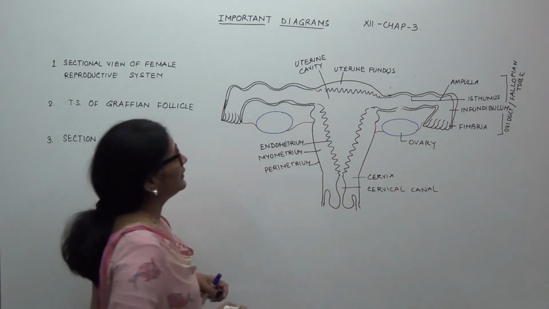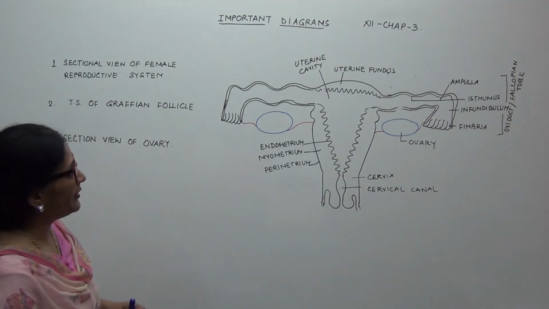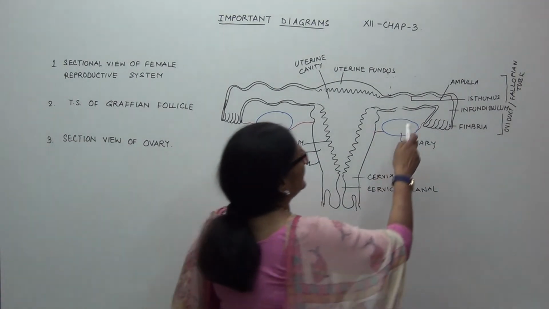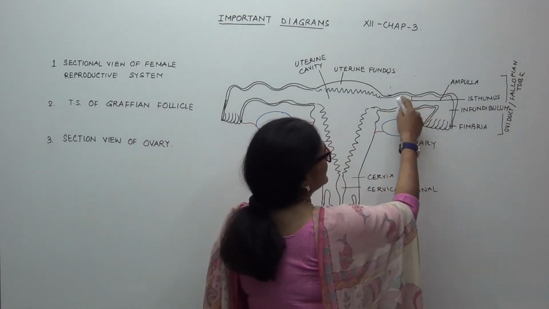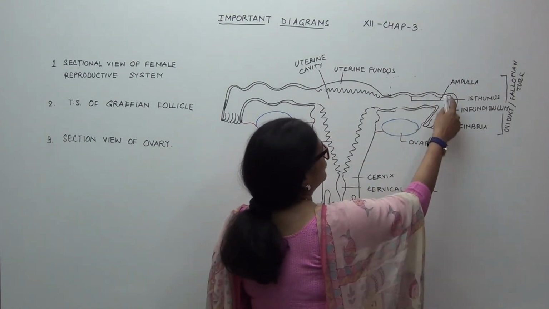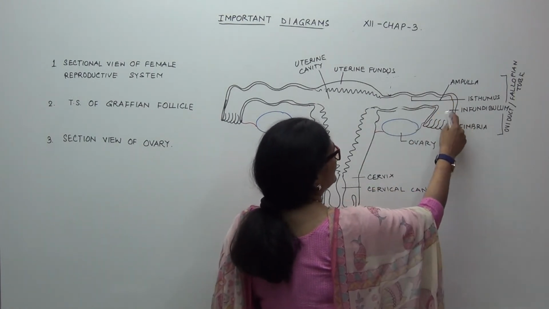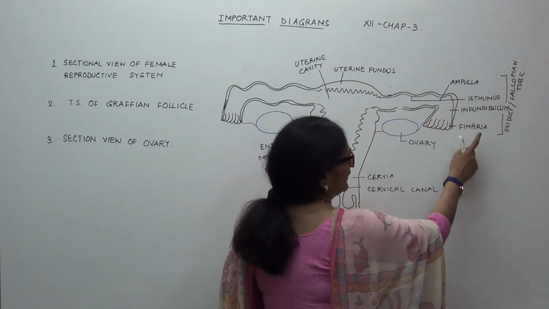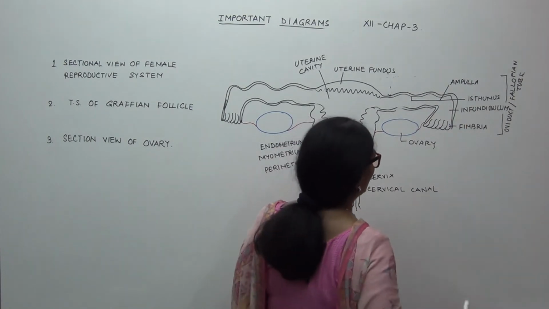So here is the sectional view of female reproductive system. Once again, you know that isthmus is the part which connects this fallopian tube with the uterus. Ampulla is the part where fertilization takes place. Infundibulum is the broadest part. The hair-like process at the end is called as fimbriae.